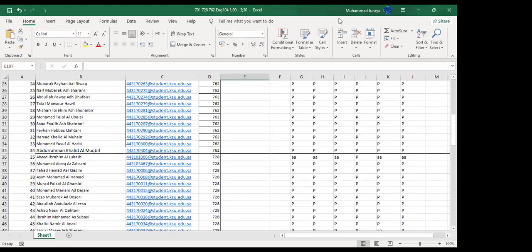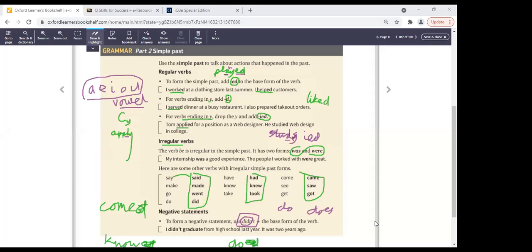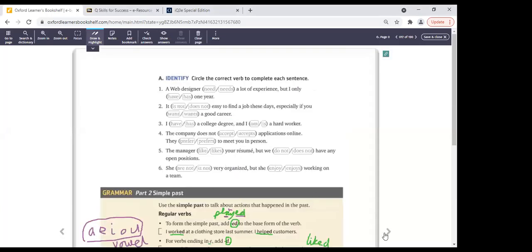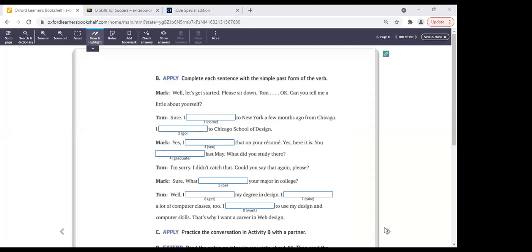All right, let's go back to the book. Okay, we're looking at the activities. Activity B, which is looking at the simple past, the grammar simple past. Just raise your hands, yeah, if you'd like to answer. I've just lowered everyone's hands, so just raise your hand if you want to answer. Okay, Abdullah says complete each sentence with the simple past form of the verb. Tom, sure, I came.